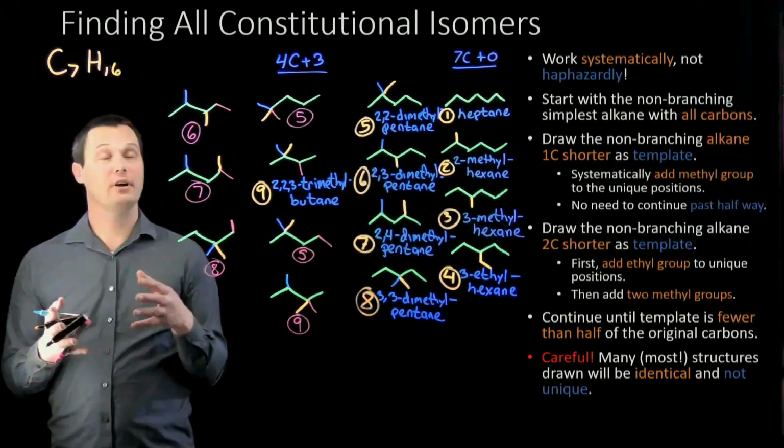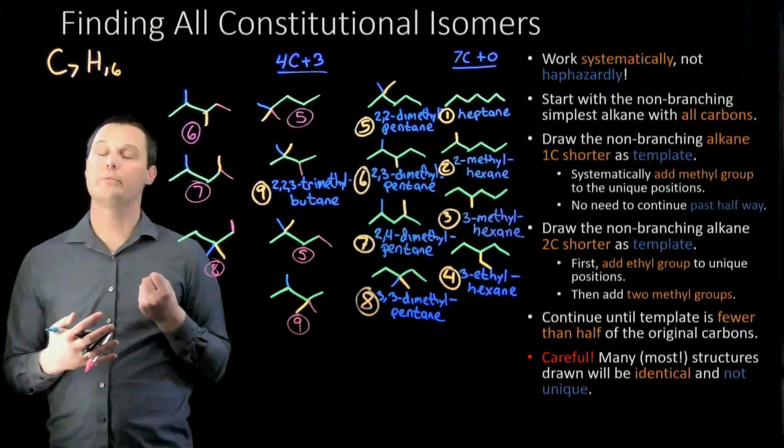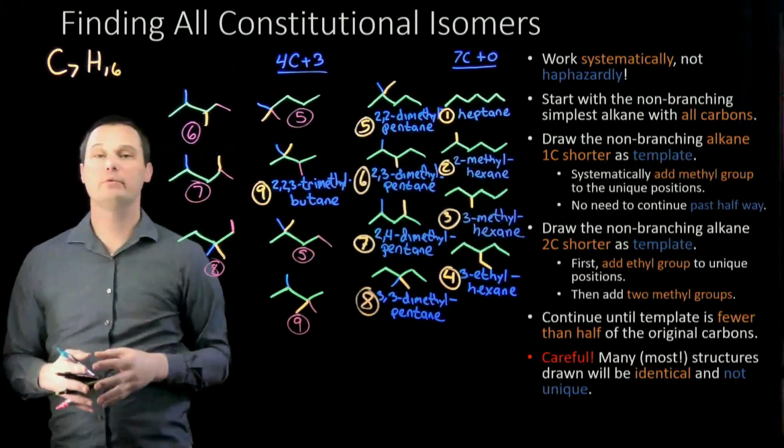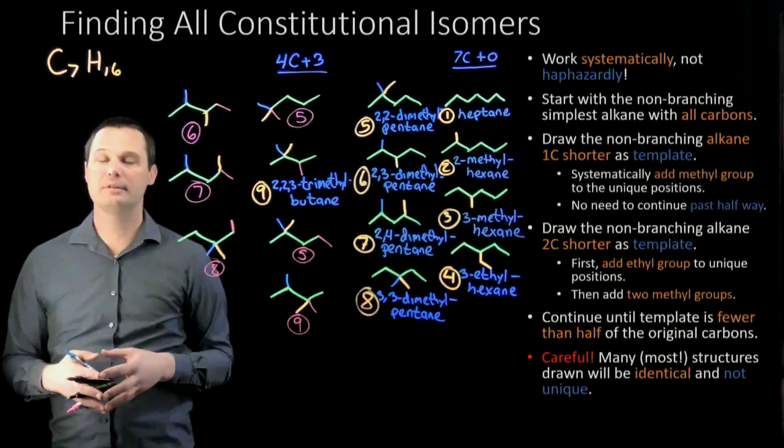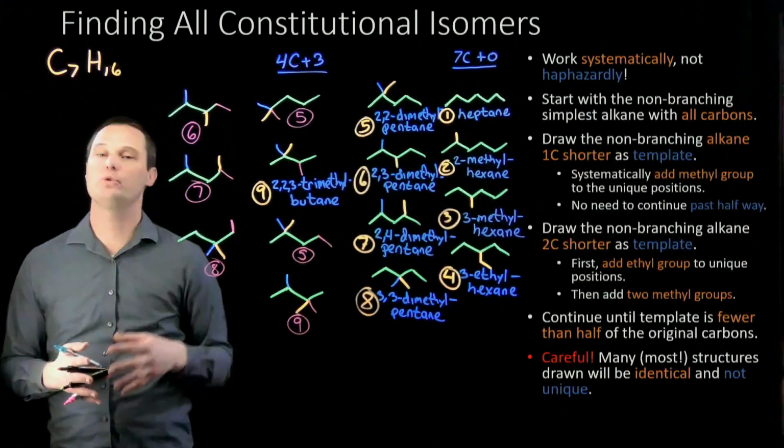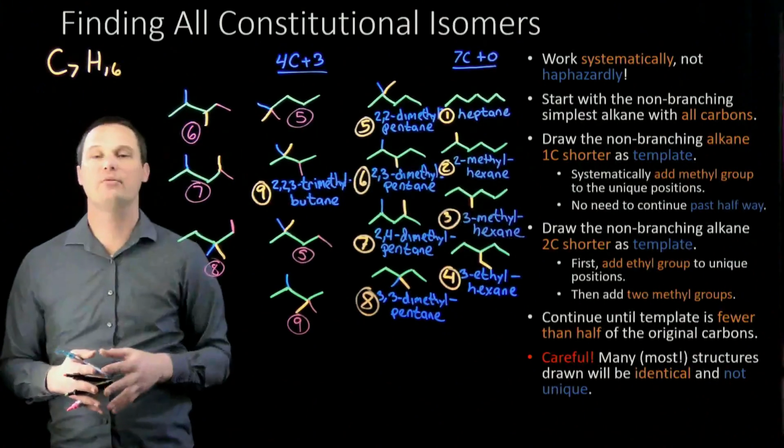The next thing would be 3 carbons plus 4. I would remove 4 carbons from the original molecule. But removing 4 carbons would be removing more than half of the original carbons, and so all of those by necessity will be identical to ones we've previously drawn. Once we reach that halfway point, we can stop.